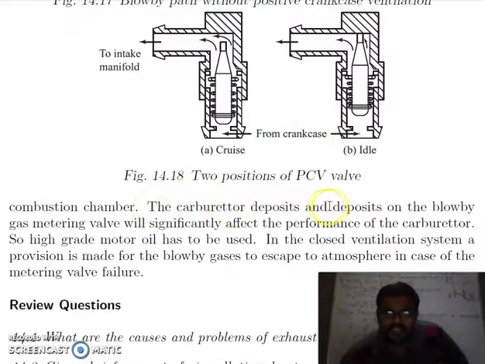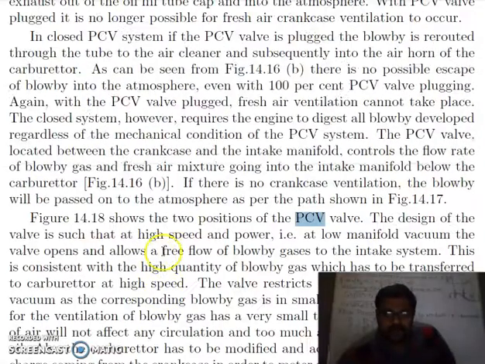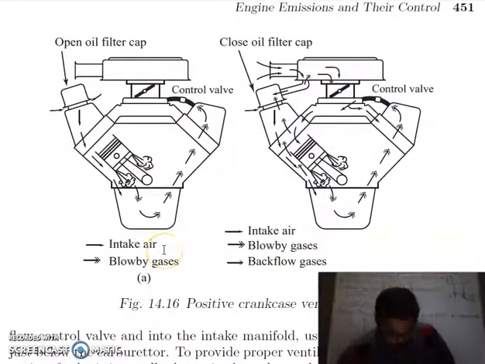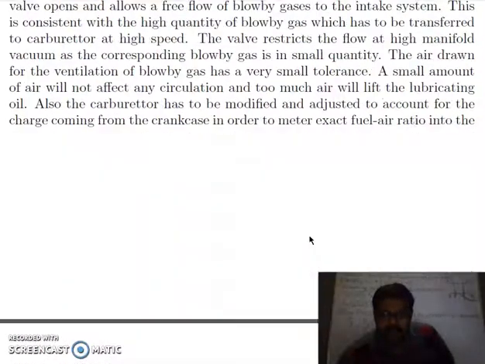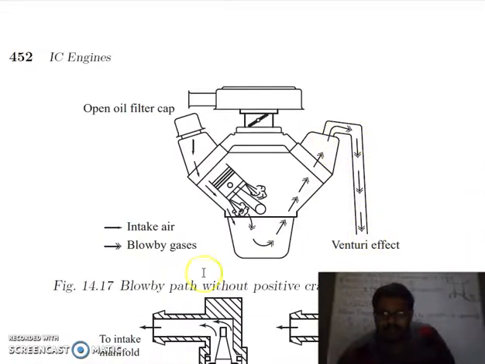The carburetor deposits on the blow by gas metering valve will significantly affect the performance of the carburetor. So high grade motor oil has to be used in the closed ventilation system. So this is all about your intake manifold return positive crankcase ventilation system. We discussed two types of ventilation system here. One is the closed, fully closed positive crankcase ventilation system. Another is open, which is a direct blow by path without positive crankcase ventilation, direct to the atmosphere.